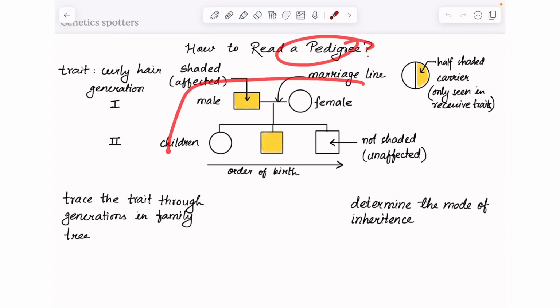A pedigree is like a family tree. So in this family tree, you have the members of the family, and through it, what you can do is trace a particular trait. Let's say the trait that you choose to trace is curly hair. Now, this person has curly hair. You can follow the family tree, and then you can see that this person also has curly hair.